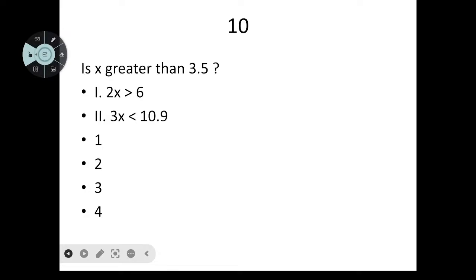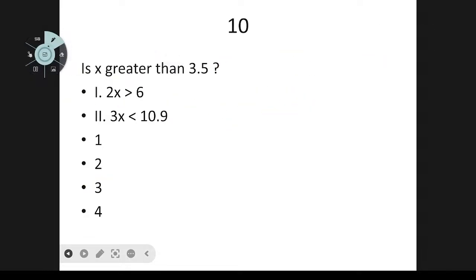All right, let me just complete this one. Is x greater than 3.5? Now 2x is greater than 6. If 2x is greater than 6, that means x is greater than 3. Okay, x is definitely greater than 3.